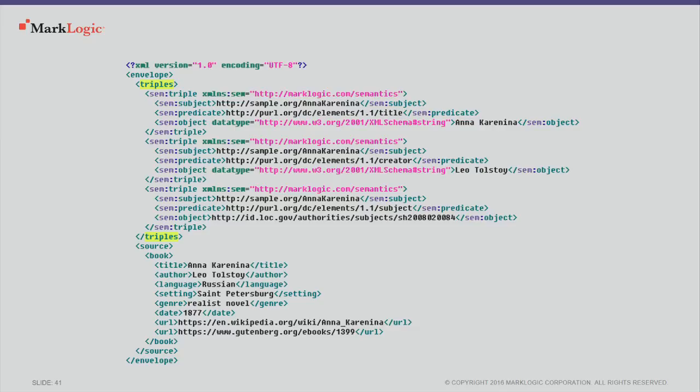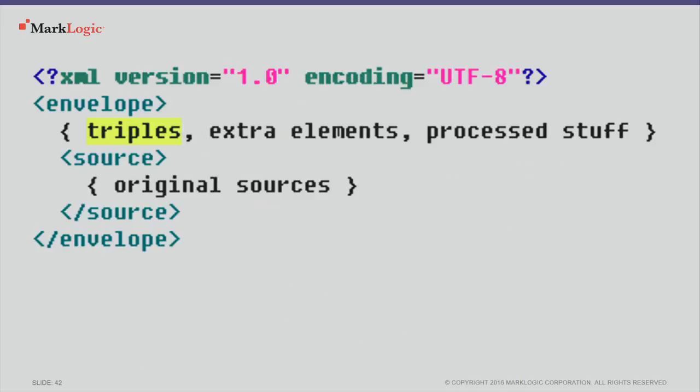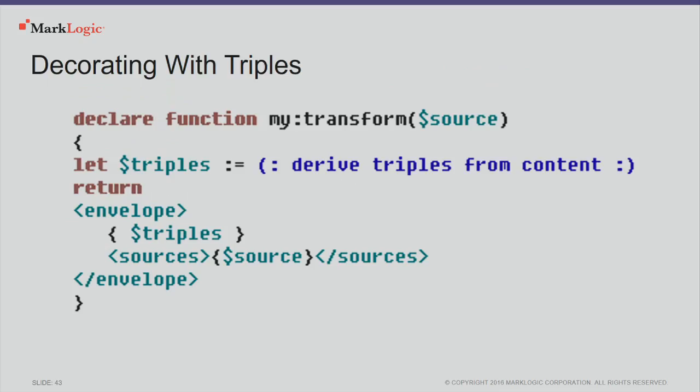It's not as though we're putting all of this text in for triples all the time. But you can see that if you generate 100 triples from your XML data, it's going to take up quite a bit of room in your envelope. But conceptually, the idea is that you've got an envelope, you've got the sources, and then you've got extra stuff that you've done to it.